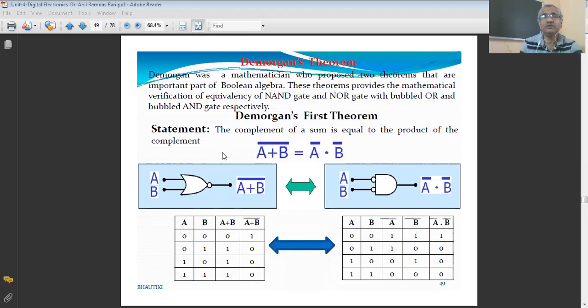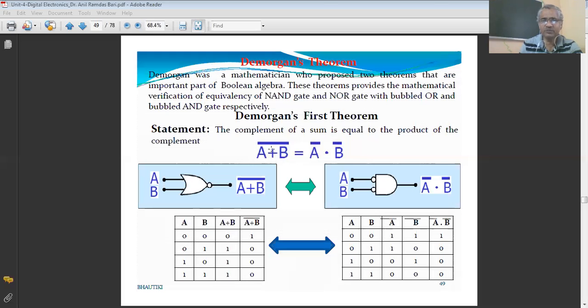The statement of the first theorem is: the complement of a sum is equal to the product of the complements. Complement of a sum is equal to the product of the complements. So you know what is complement? Complement means inverse action. If there is a 0, the inverse action will be 1. So complement represents an inverse action.